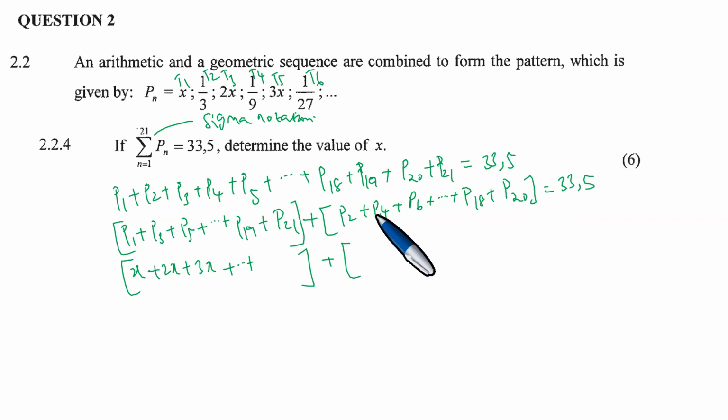Now, if you have 2, 4, 6, 8, and so on up to 20, how many terms are you going to have there? So we evaluate that one. But now we start with P2 because it's 1 out of 3, then P4. P2 is 1 over 3. What is P4? 1 over 9. What is P6? 1 over 27.